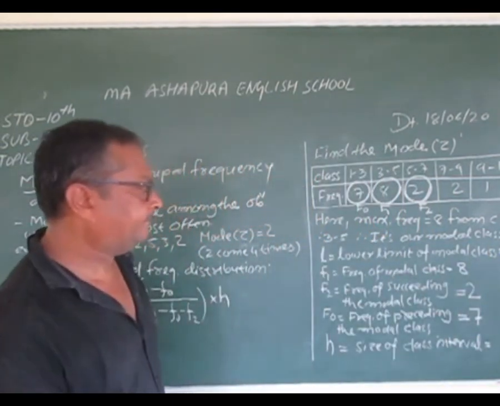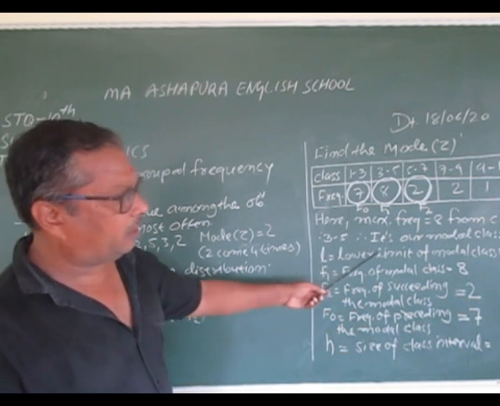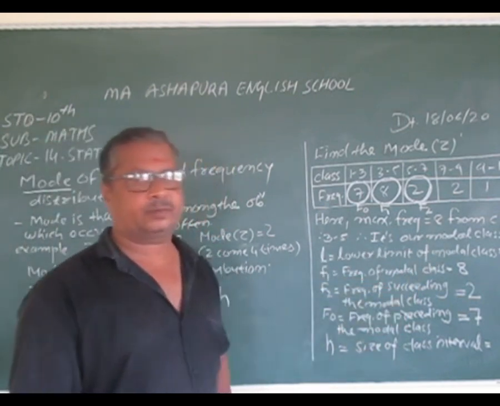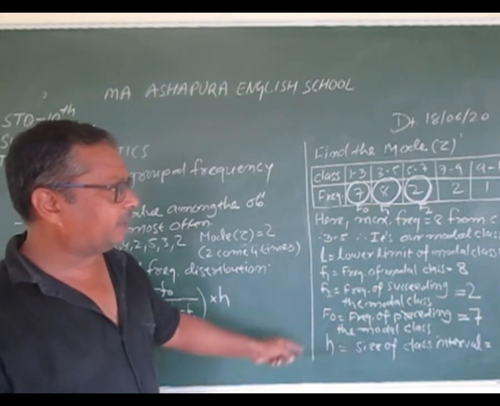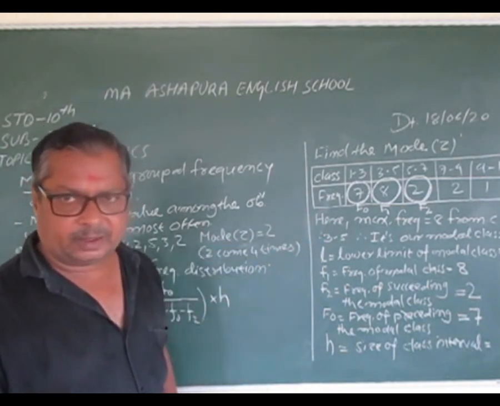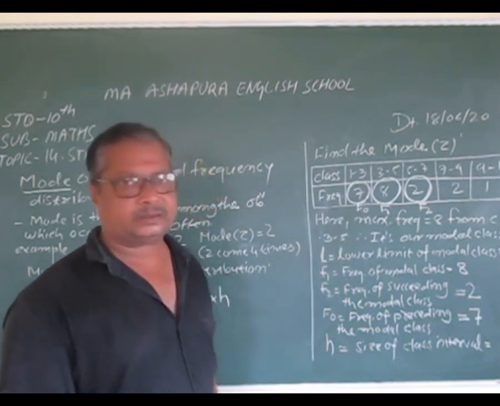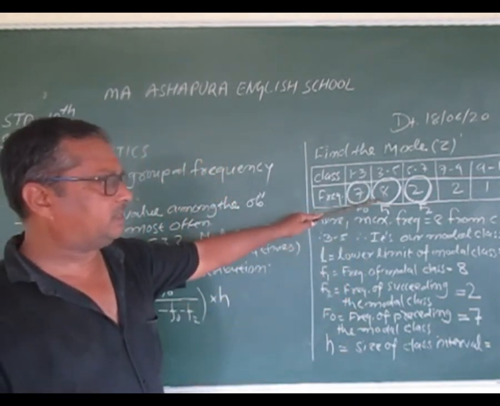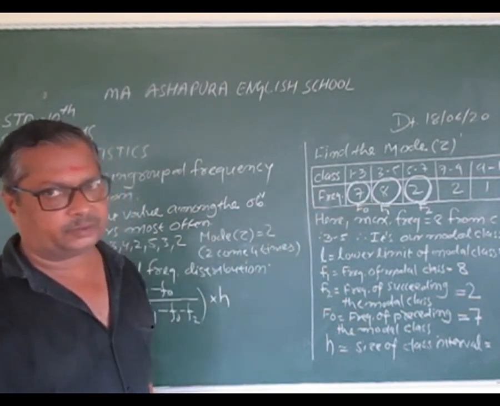Okay. Now L. What is L? L is the lower limit of the model class. So once again, reach from your table and see the model class. Here frequency 8 is the maximum frequency, F1, and our model class is 3 to 5.